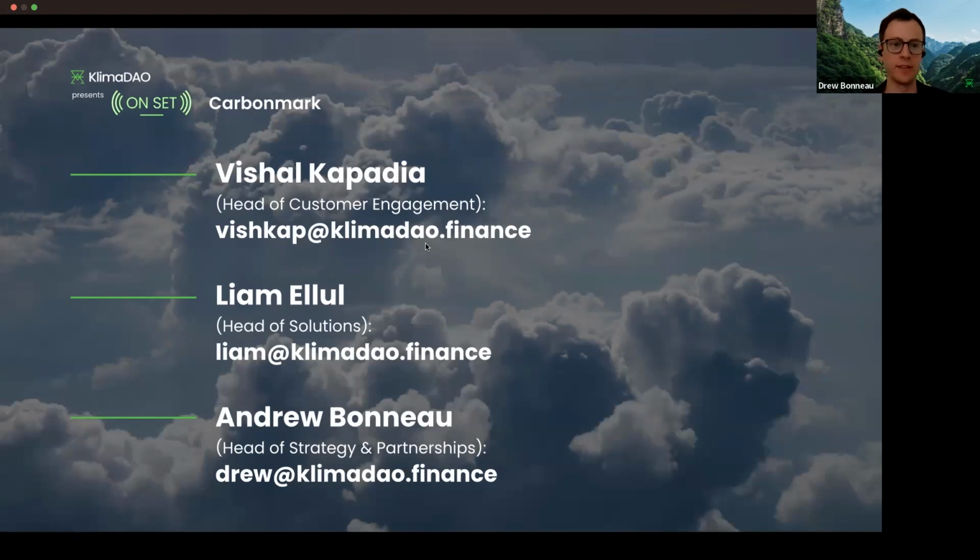KlimaDAO itself is really, in many ways, like a giant open source project. It's a DAO. We've had hundreds of contributors over the last year and a half that have helped contribute to the project and build things. And we work with a lot of different partners that are leveraging DeFi tooling. So it's with the input of many people in the industry that we're able to do what we do. So, hoping to get more VCM folks involved in that.